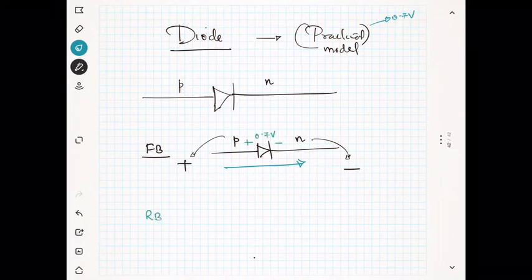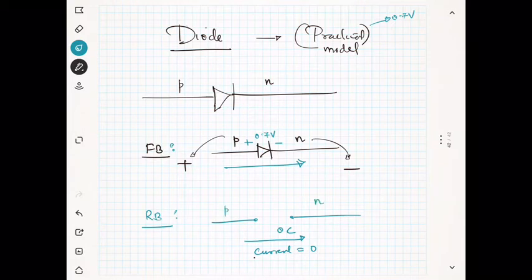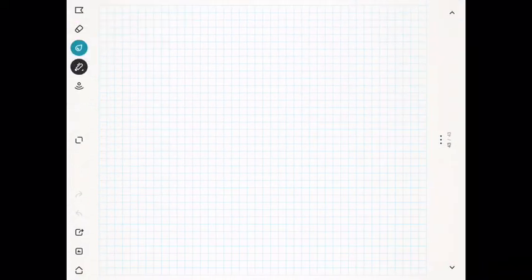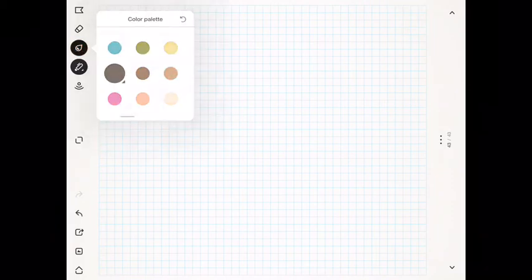And in reverse bias, your diode will act like an open circuit. That means the current is equal to 0. Reverse bias means the P type is connected to the negative and the N type is connected to the positive of the battery. So this is what you have to remember: in forward bias we have a current and in reverse bias no current. Okay, so we will explain one of the important applications of the diode.